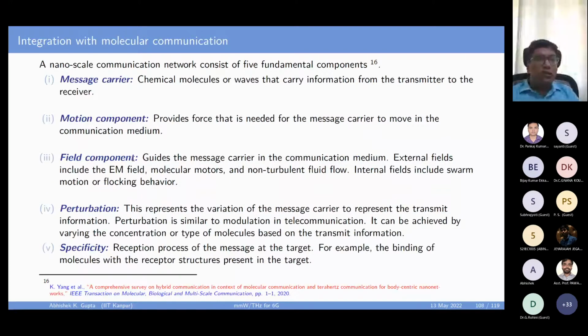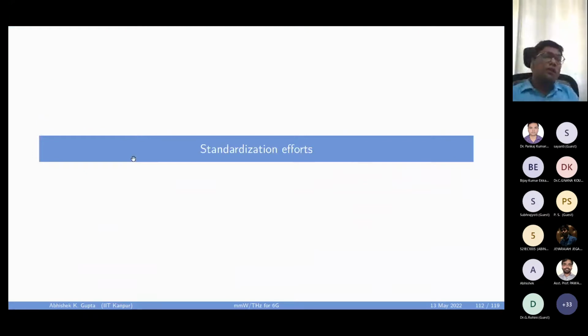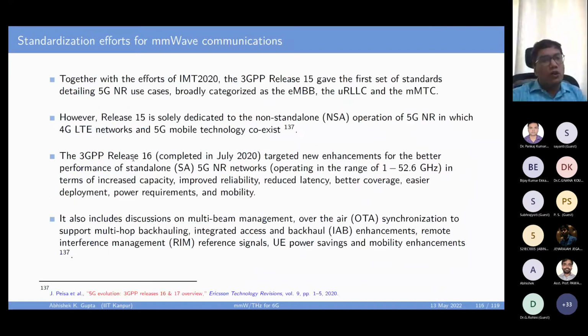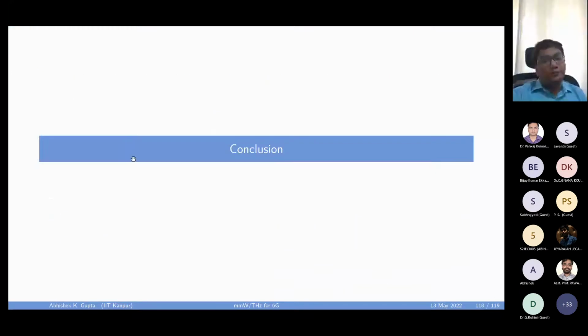So I'm not going to talk about this much, I'm just going to skip. There is some standardization effort, which I have listed in this slide, which you can have a look over. So this just shows what the different standards are. Up to now we have only talked about research activities for terahertz. To enable commercial application, you need to standardize it. You need to standardize different aspects of the network. That's where these standards come in. So there are various standards which we have talked about for millimeter wave. I have to skip that because of time here.